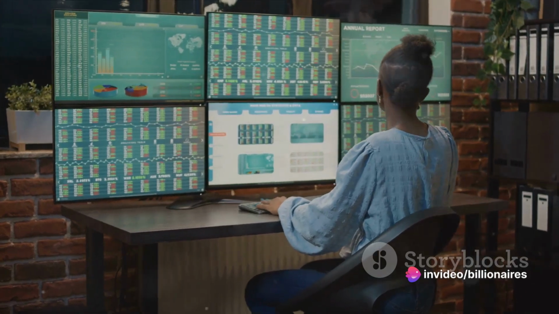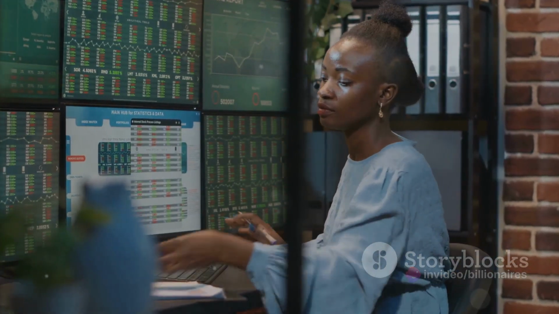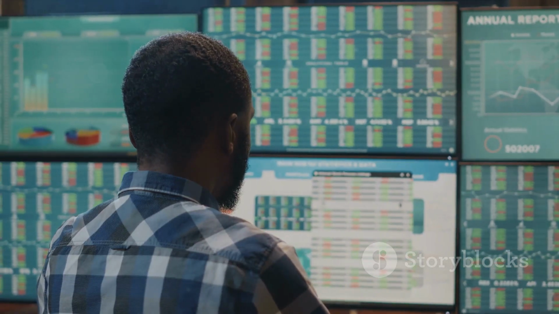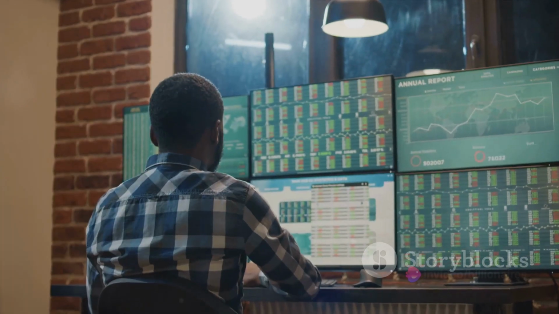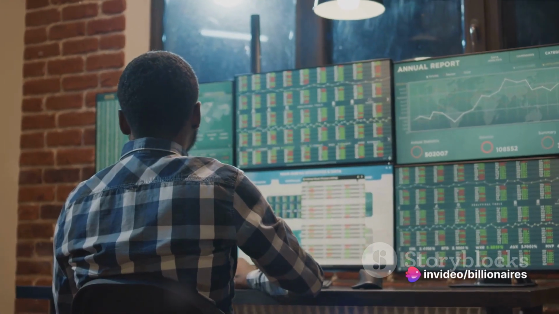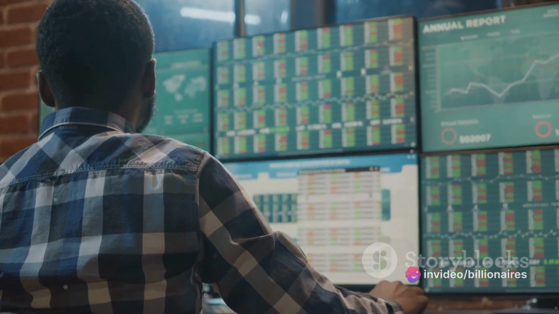Swing trading is another strategy where traders aim to capture short to medium-term gains in a stock or financial instrument over a period of a few days to several weeks. But remember, no single strategy guarantees success. It's all about finding what works best for you, continuously learning and adapting.